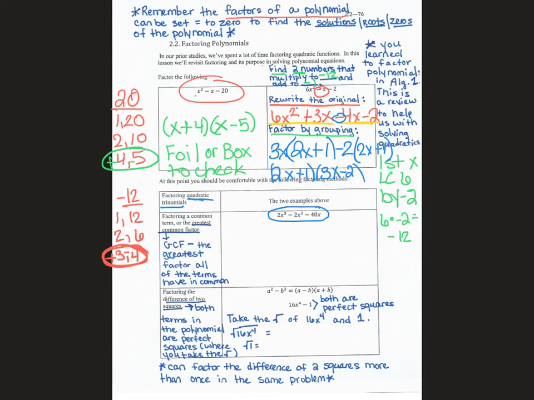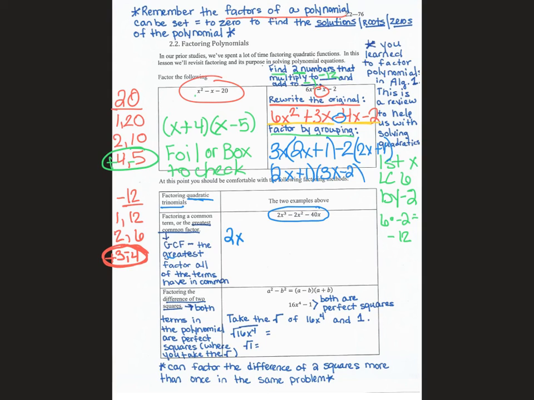So if I look across, everything will divide by 2. So 2 is my greatest common factor as my number, and then they all have at least one x in common. So I'm going to start by taking out my greatest common factor.